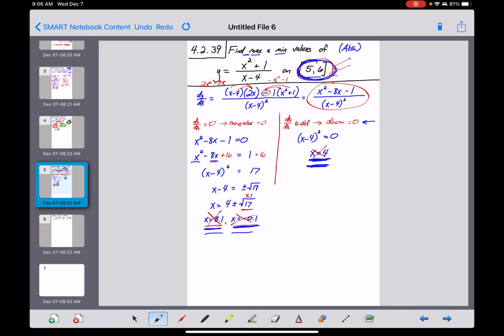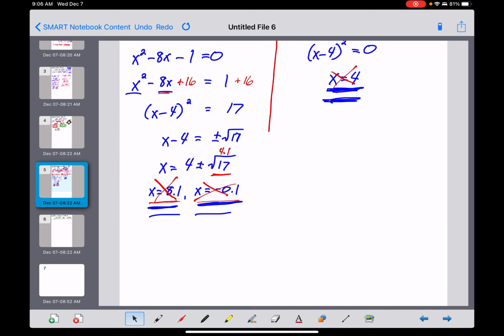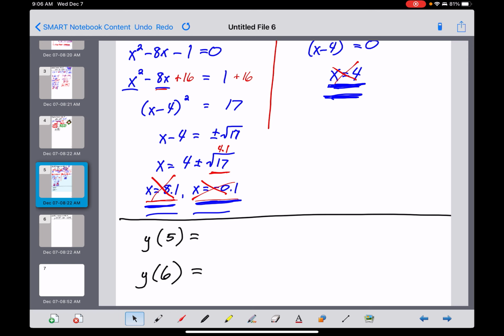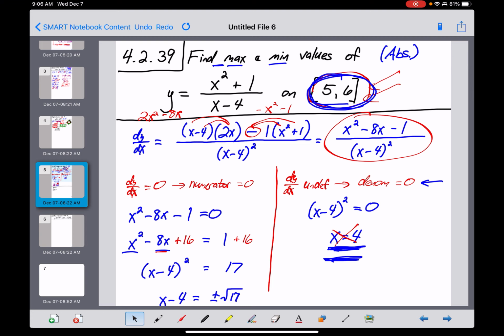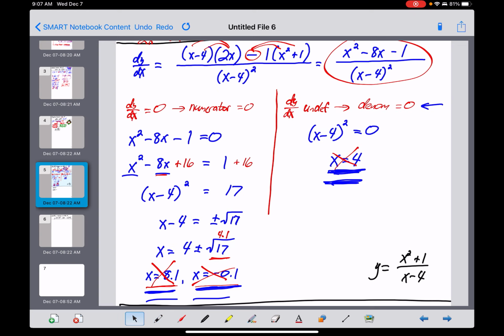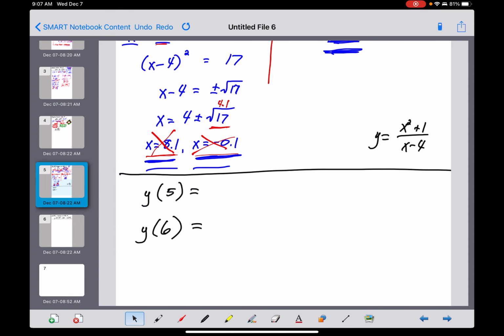So all we're going to do instead, you guys, let me zoom in a little bit more right here, is we're going to go ahead now and evaluate y at its left endpoint, which is 5, and then evaluate y at its right endpoint, which is 6. So a little anticlimactic after all that work. So, all right, guys, y was x squared plus 1 over x minus 4. Let me write that over here so I can see it. Y was equal to x squared plus 1 over x minus 4.